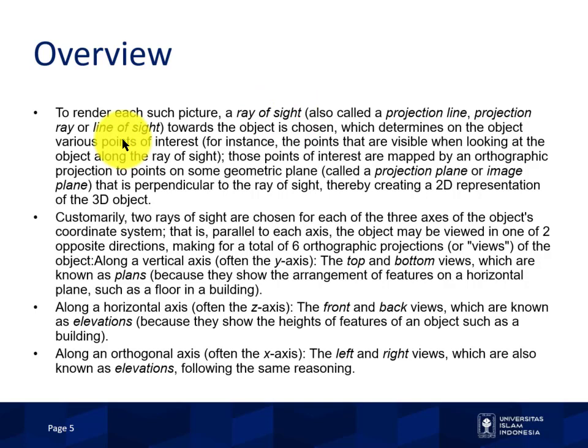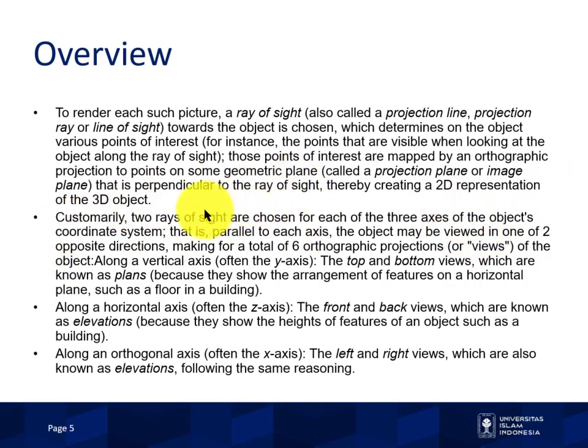To render each such picture, a ray of sight, also called a projection line or projection ray, towards the object is chosen, which determines on the object various points of interest, for instance, the points that are visible when looking at the object along the ray of sight. Those points of interest are mapped by an orthographic projection to points on some geometric plane, called a projection plane or image plane, that is perpendicular to the ray of sight, thereby creating a 2D representation of the 3D object.